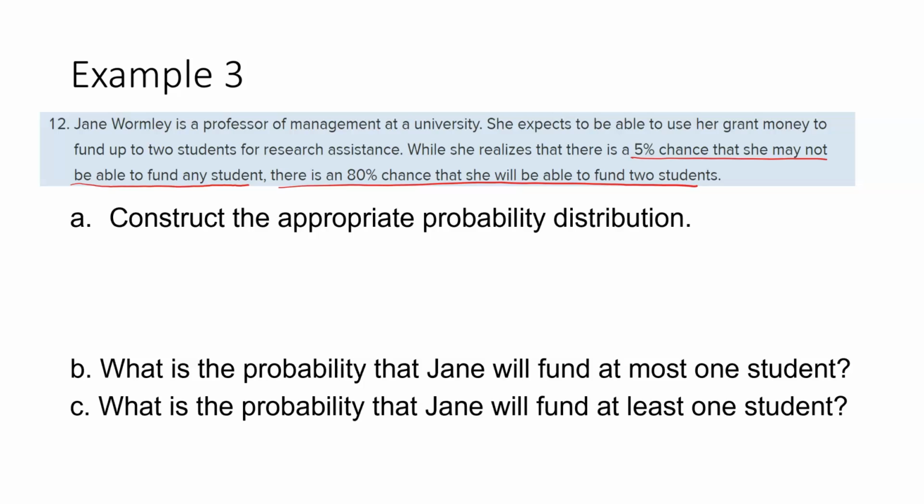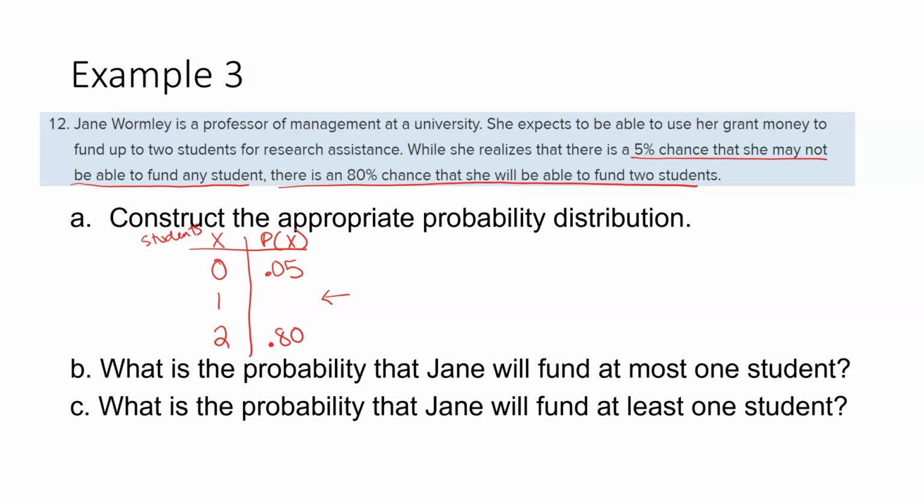So let's take a peek here. I like to go vertical with my distributions, X and P of X. So X here is our students, right? Funding students. So she wants to fund up to 2 students. So 0, 1, or 2 students. 5% chance that she may not be able to fund any. So that's 0.05. 80% chance that she'll be able to fund 2 students. So 0.80.